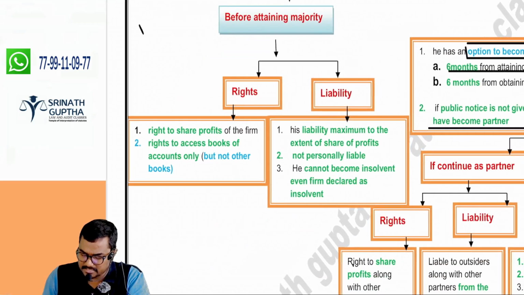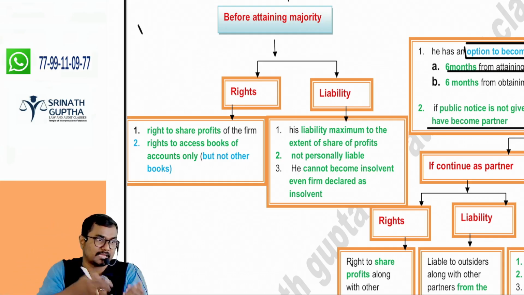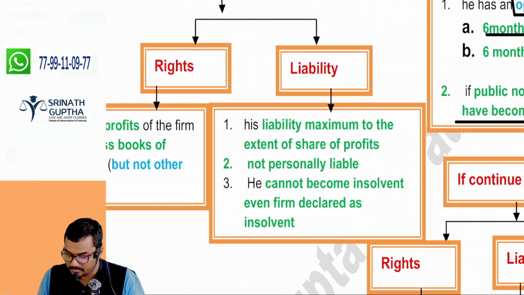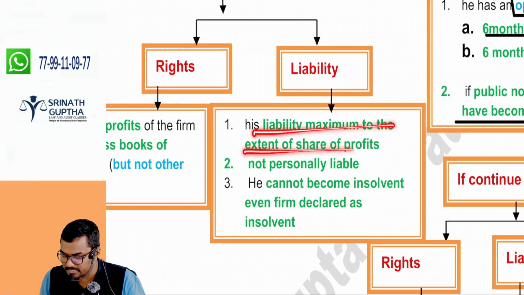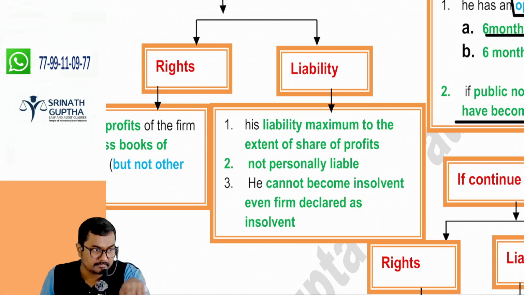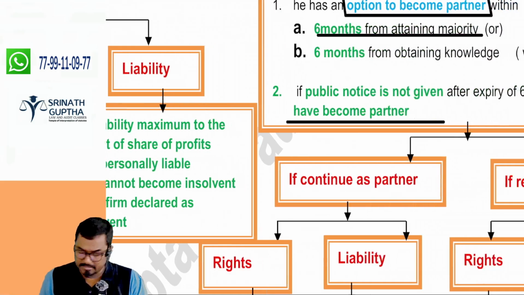Before attaining majority, he has the right to share the profits and the right to examine books of accounts only, but not other agreements. Because he's a minor, a child, he can mess up the agreements. Only books of accounts he can examine. Liability: his liability is maximum to the extent of his share of profits. He will not be personally liable. Even if the firm becomes insolvent, he will not become insolvent because his liability is limited. A minor cannot be declared insolvent.